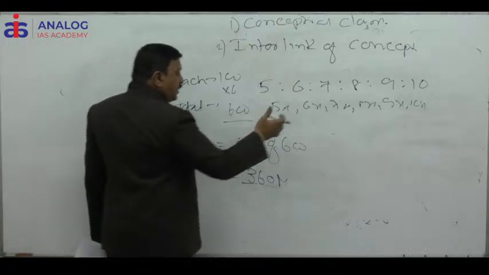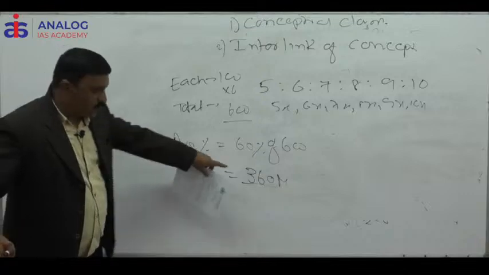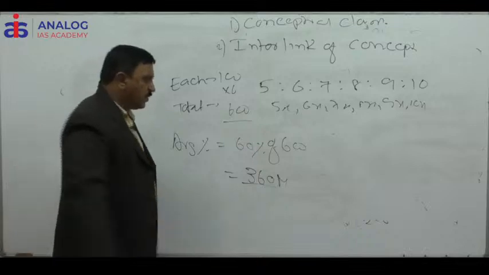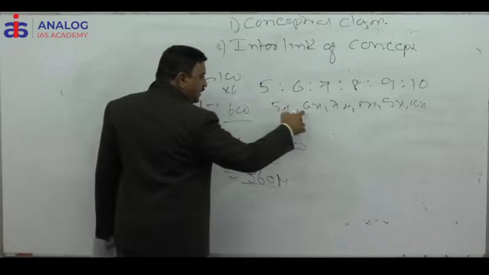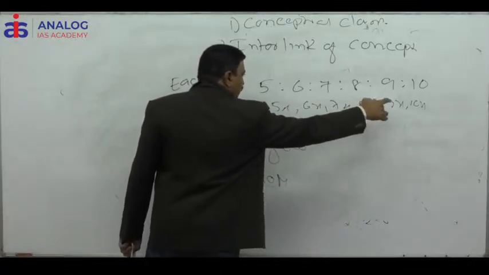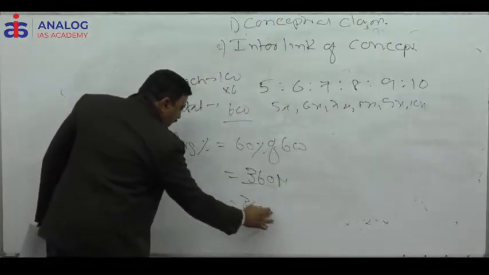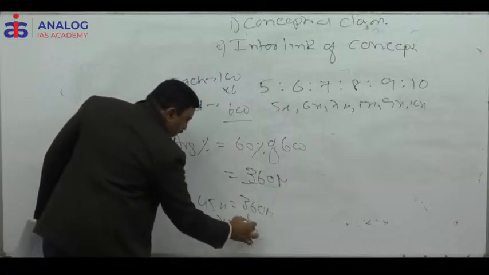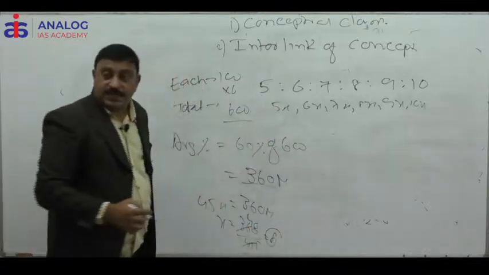And here, how much is the average mark? 360 by 6 means 60 marks is the average, right? So if you see that 60, what will you get here? 5, 6, 7, 8, 9, 10, that is 11, 18, 26, 35 and 45. 45x is equal to 360 marks. x is equal to 360 by 45, which is nothing but 8. So x is nothing but 8.